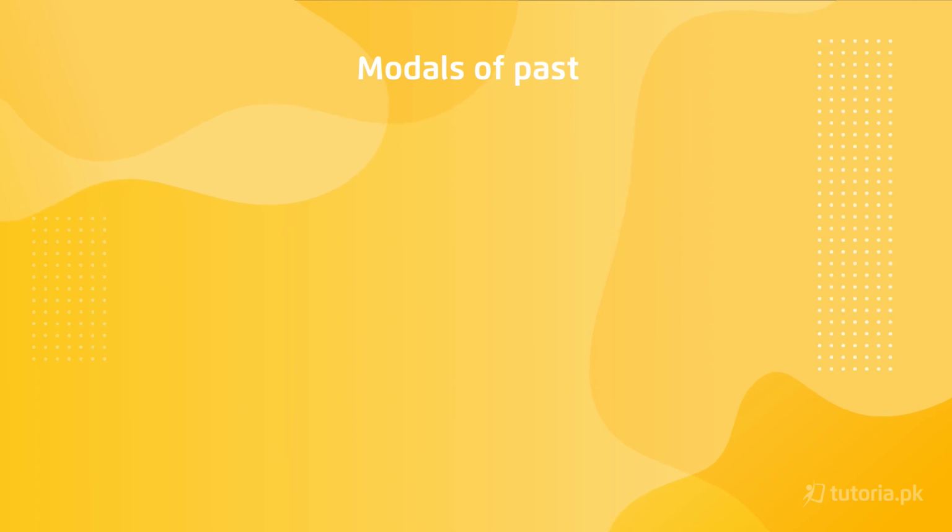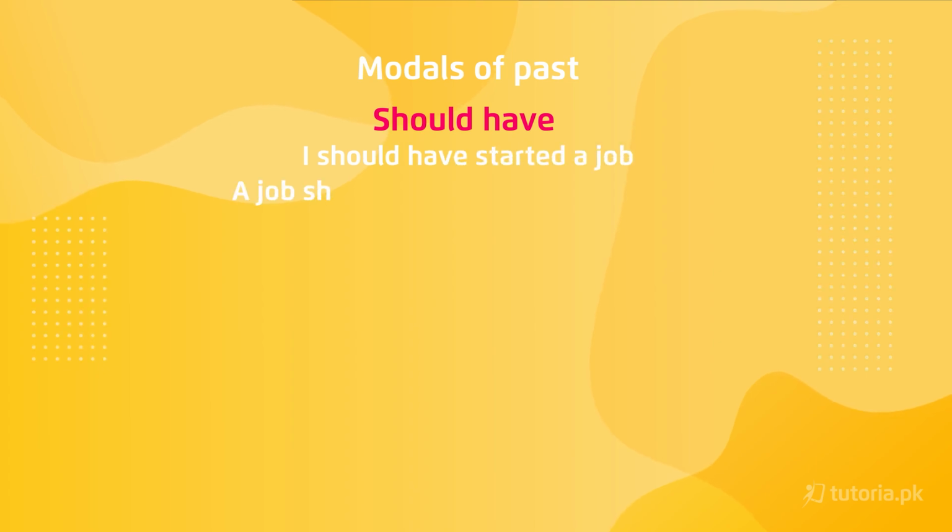Now, passive voice for past models, like might have, may have, should have, ought to have, must have, इन models को हम past models कहते हैं. इनके साथ हमेशा जो changes आएंगी, जो extra word आएगा वो been आएगा. For example, should have. I should have started a job. A job should have been started by me.